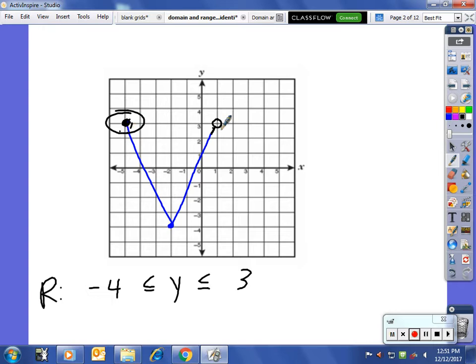If one is colored in and one is not, you have to go with the one that's colored in, because you're looking for all the values that y could possibly be. Is y a 3 here? No, because it's not colored in. Is y a 3 here? Yes, so could y be a 3? Absolutely. So yes, I have to include this.